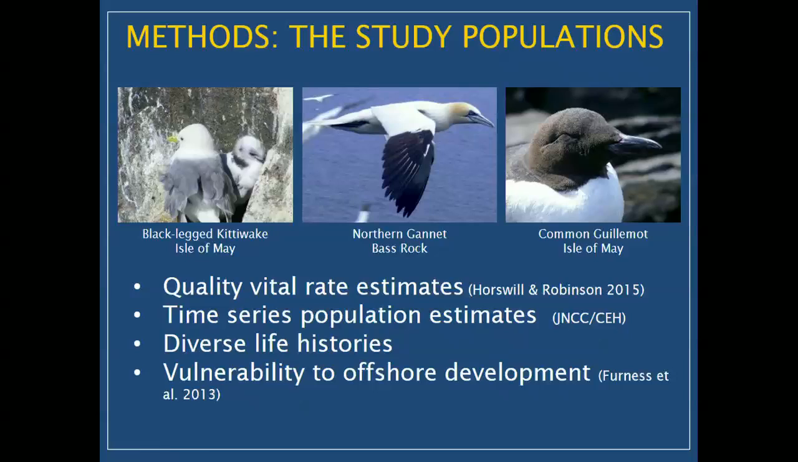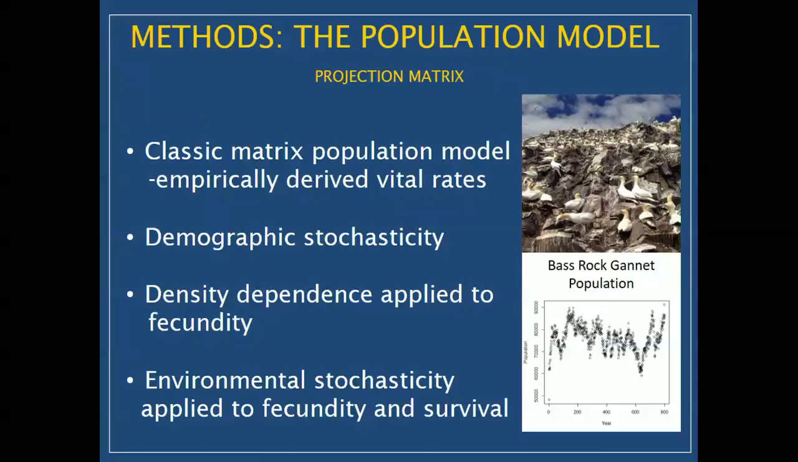So the next step was to build a projection matrix. I used a kind of classic matrix population model. I included demographic stochasticity from drawing from binomial distributions. And I included a term for density dependence as a function which I applied only to fecundity. And I included environmental stochasticity as an error term which I applied to fecundity and also survival at each of the age classes. So that's my projection matrix.